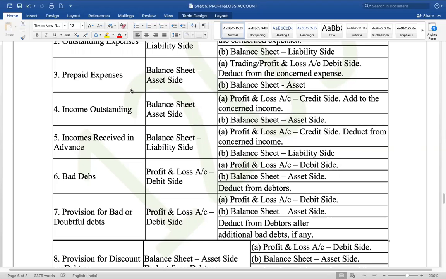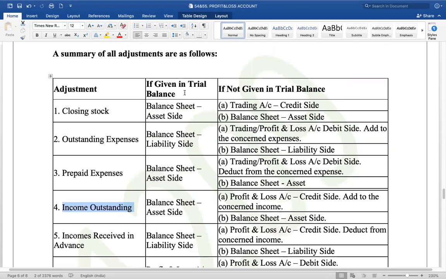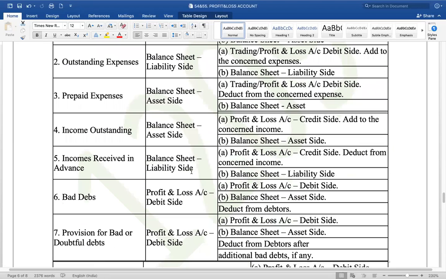Outstanding, you're owing to the employees, outstanding salary. It's a liability to be fulfilled, obligation to be fulfilled. Next, income outstanding. You are supposed to receive the income, but you did not receive the income. If it is given in the trial balance, then you write that in the balance sheet asset side. Income has become due to be received, but that is not received. Take on the assets.